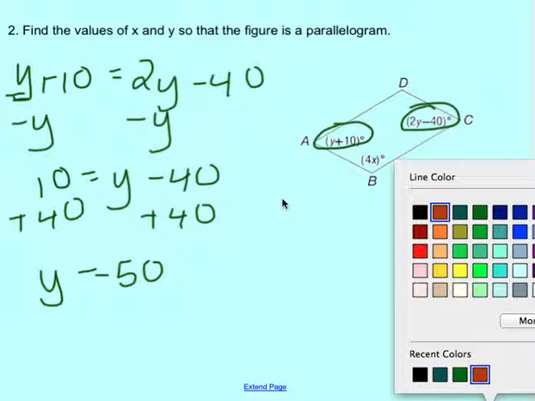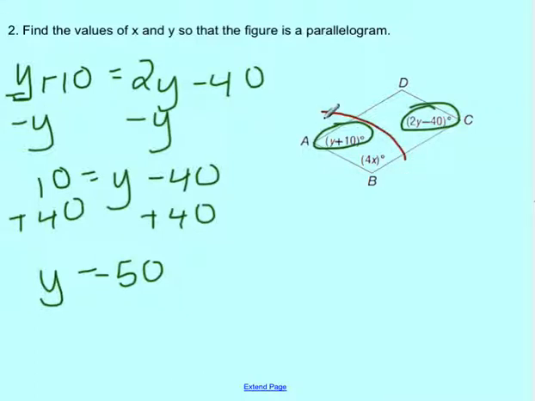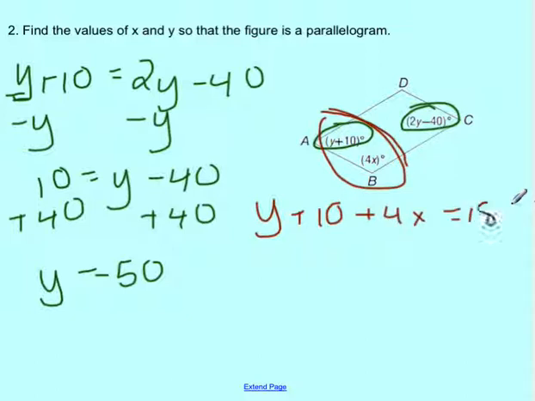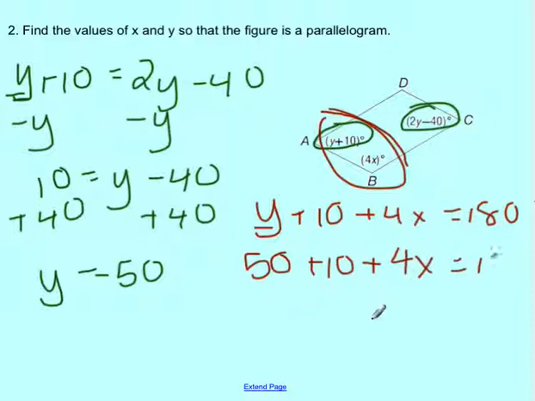Well, I notice that these two angles are going right in a row. So y plus 10 plus 4x needs to add up to 180, because remember, angles that go in a row in a parallelogram need to add up to 180. So I know what y is. I know y is 50. So 50 plus 10 plus 4x needs to add up to 180. Well, 50 plus 10 is 60, plus 4x needs to add up to 180.